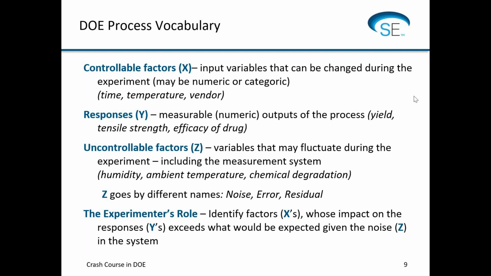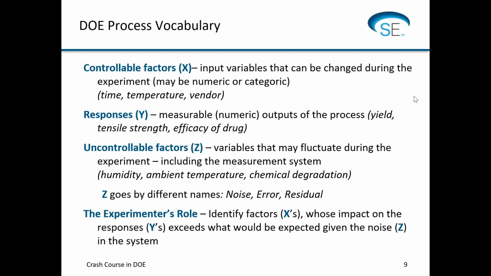We have responses. They could be numeric, and they should be numeric, actually. Might be yield, tensile strength, flavor, taste, lots of different things. But we also have these uncontrollable factors, the Z's. These are things that may fluctuate during the experiment, but they may also have some impact. Maybe the humidity or the ambient temperature, or our raw materials are degrading over the course of our experiments.